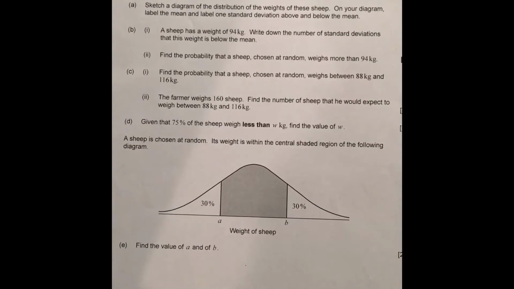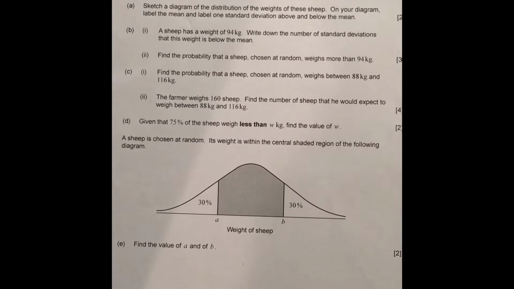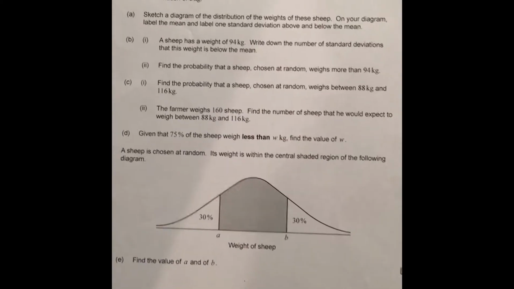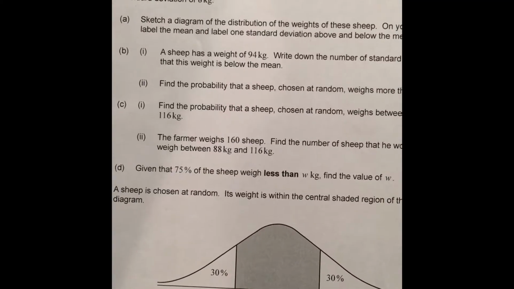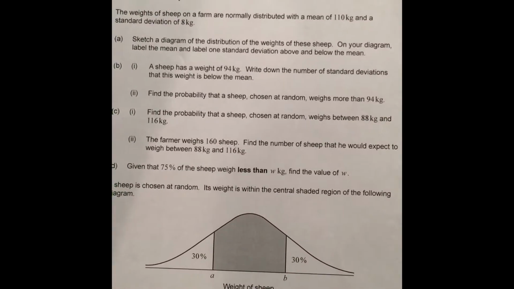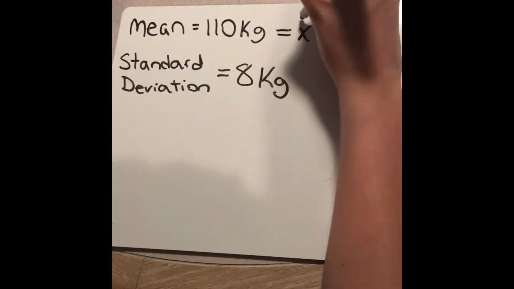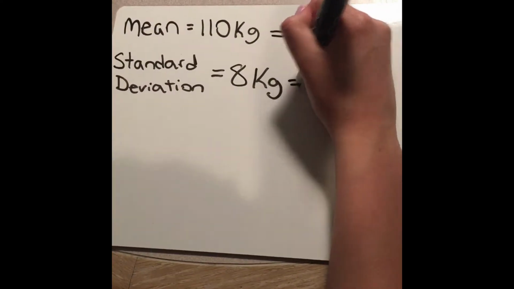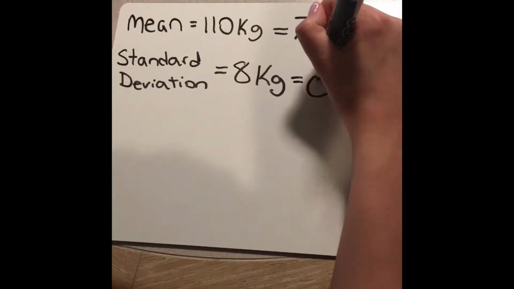This video will focus on the topic statistical applications, in specific, the normal distribution. Question 3 starts with the statement, the weights of the sheep on a farm are normally distributed with a mean of 110 kilograms and a standard deviation of 8 kilograms. The mean can be written as x bar, and standard deviation can be written in this shape for a population.